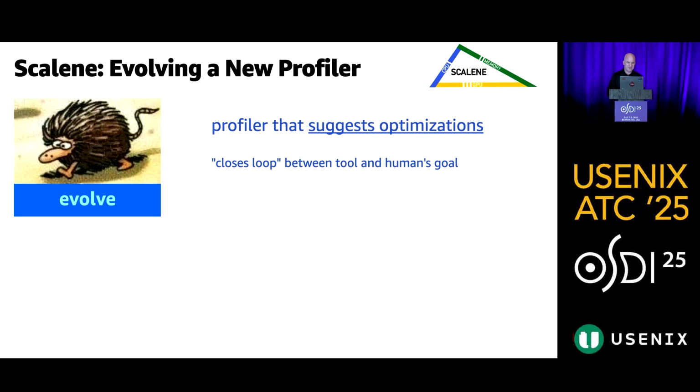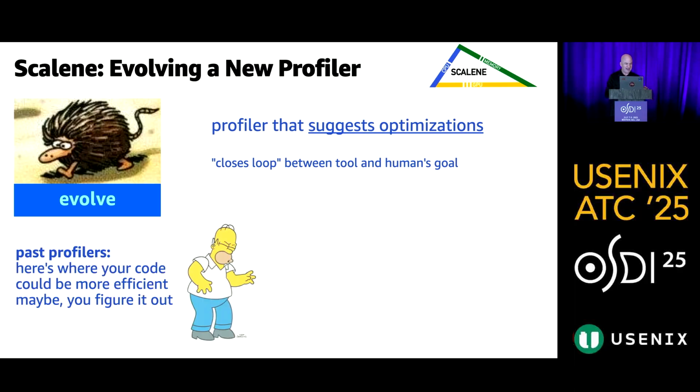So what did we do here? We took a profiler and we extended it, and we made a profiler that suggests optimizations. So I argue that this is really closing the loop between the tool and the human's goal. No one really wants to use a profiler. They just want their code to be fast, right? People are like, oh, I want high performance, I use a profiler. But it's sort of like, I would like to go to a concert, I need a key for a car. Yes, that is true. It will get you part of the way there, but it's not going to get you the whole journey.